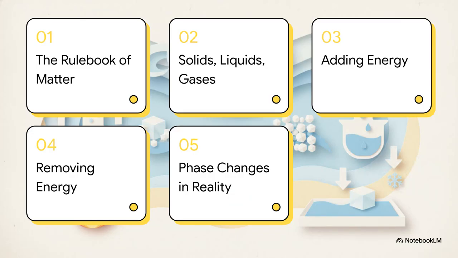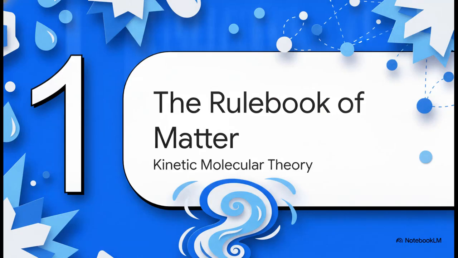All right, here is our quick roadmap for today's journey. 1. The rulebook of matter. 2. Solids, liquids, and gases. 3. Heating up, adding energy. 4. Cooling down, removing energy. And finally, number 5, phase changes in reality. Okay, let's jump right into section 1, the rulebook of matter.